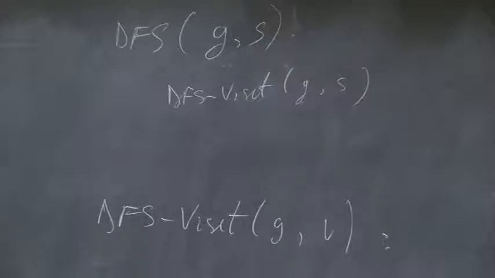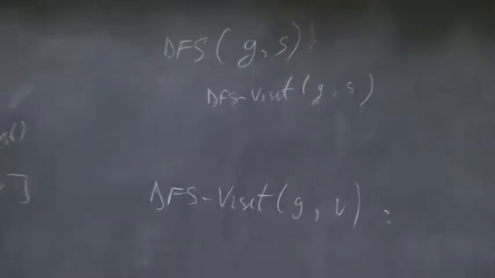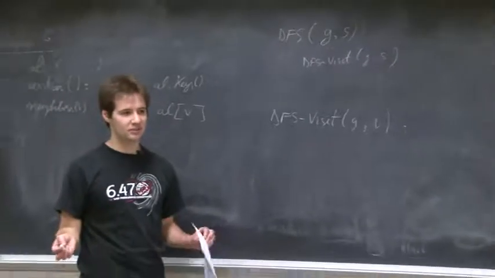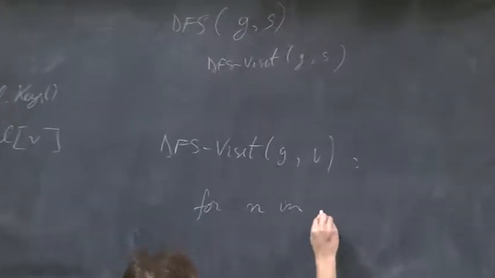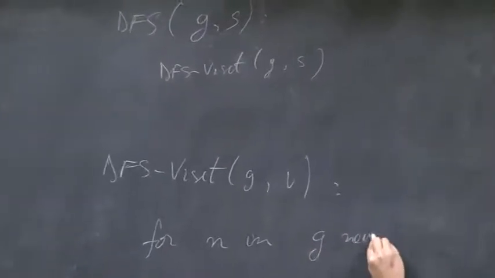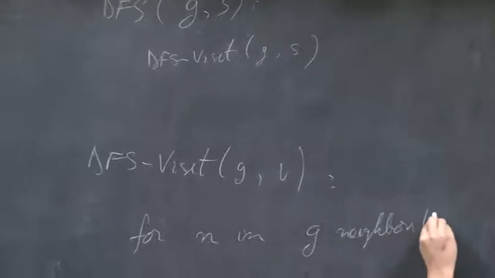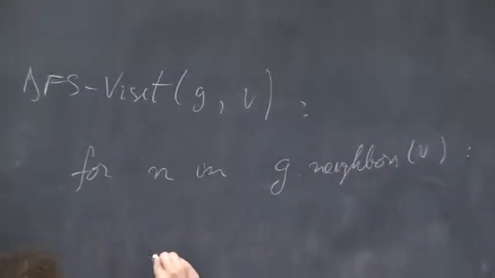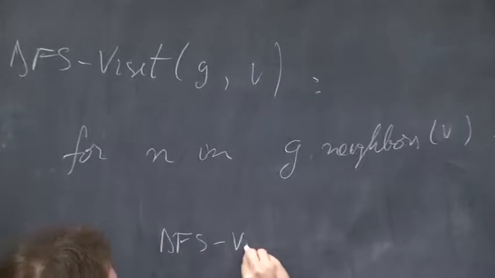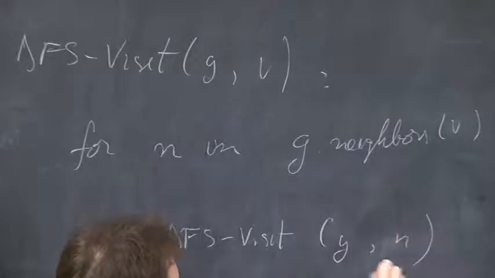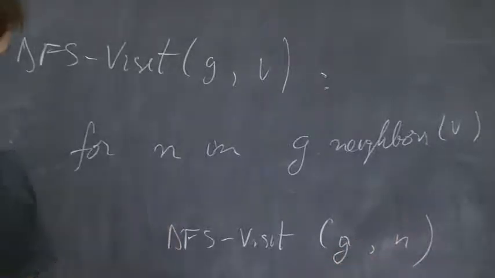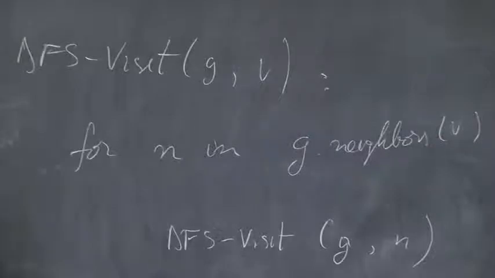So what's the main thing that you do in DFS? Iterate over the neighbors and recurse, right? So for n in G dot neighbors of V, call DFS visit of G and N. So this is the basic idea. It has some holes that we need to fill because otherwise it doesn't quite work.